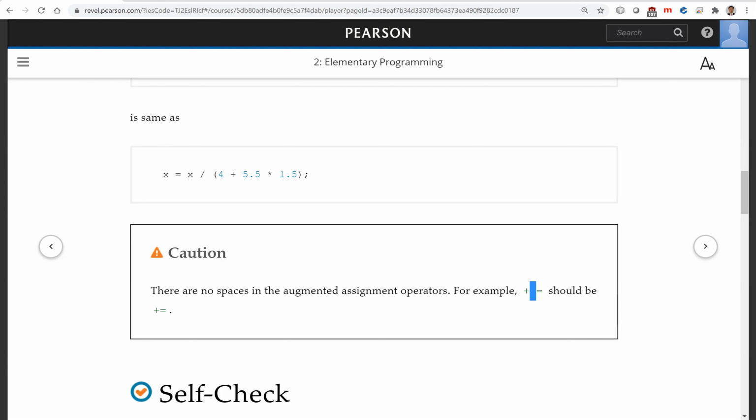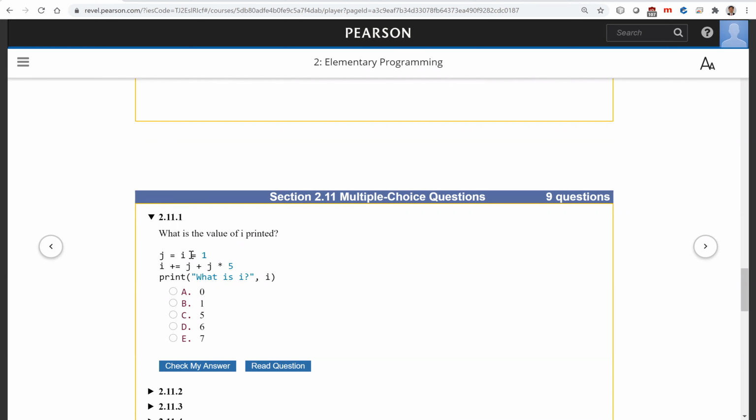Now let's look at this. What is the value of i printed? So 1 is assigned to i and then assigned to j. So i and j, they are 1. Here we have j plus 5, it's 1 plus 5. 1 times 5, and it's 5. Plus j is 1, so this is 6. 6 is added to i, which is 1, so now i becomes 7. So that is the result, 7.